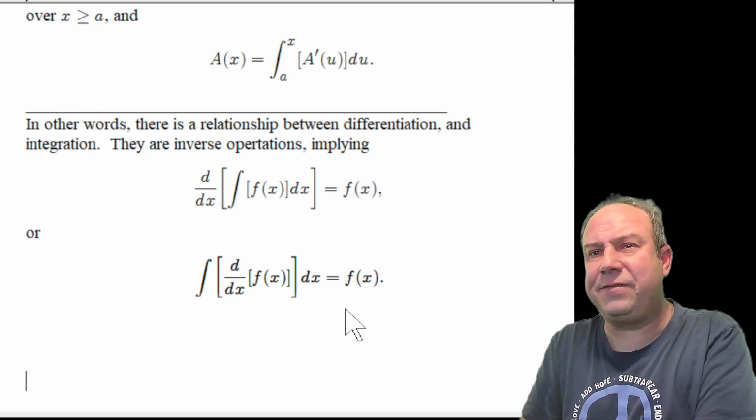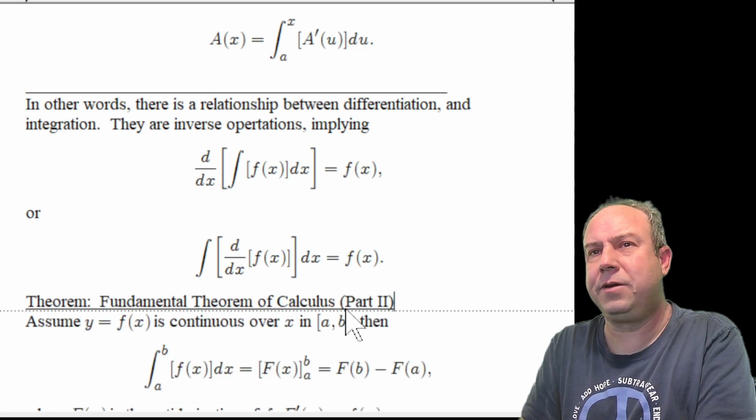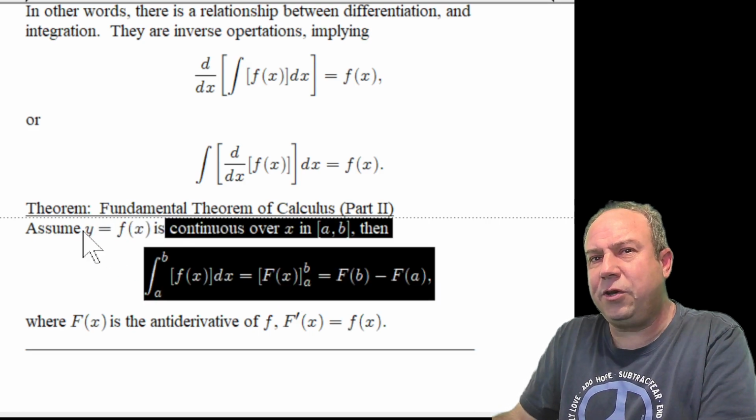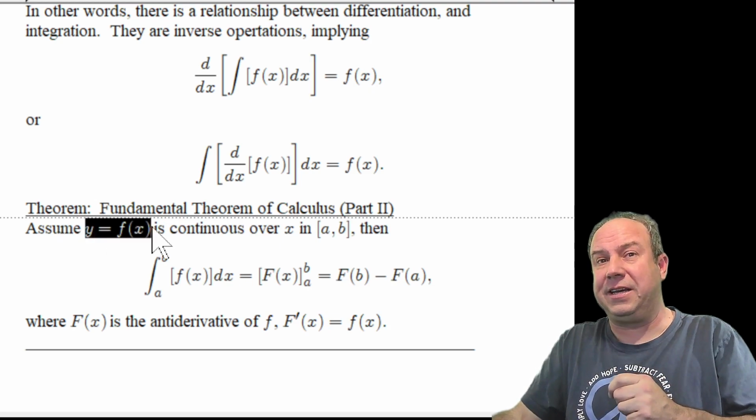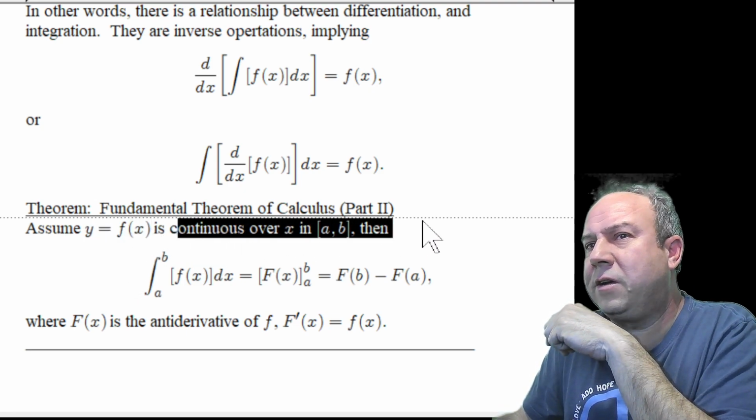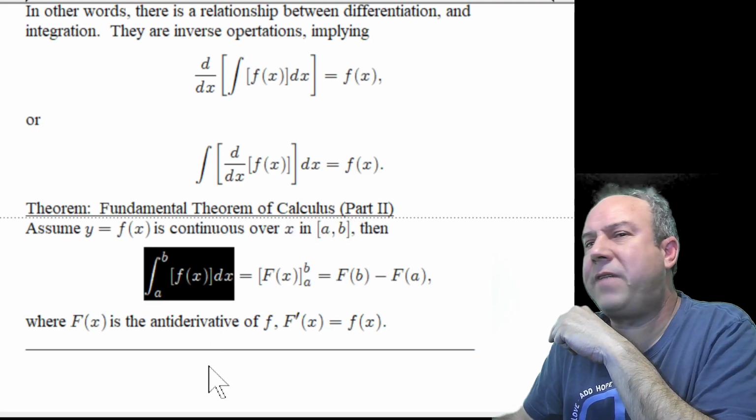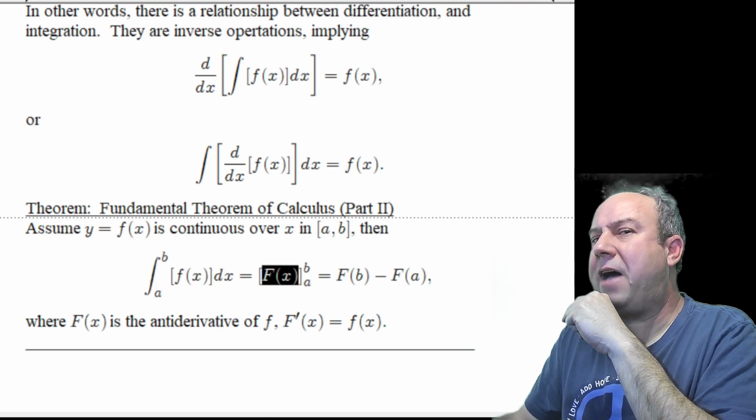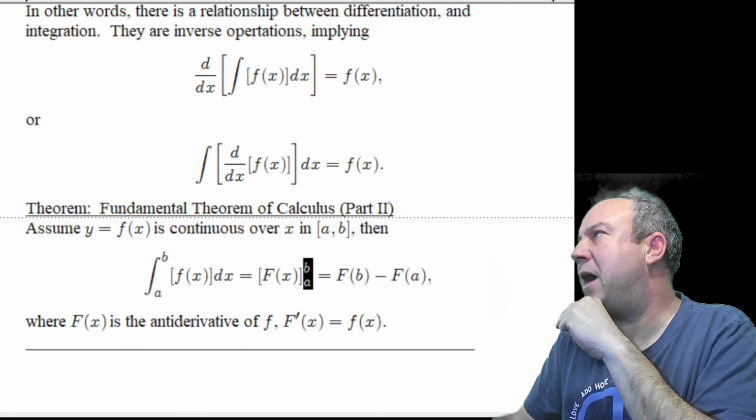The second thing it gives us is how to calculate its value. Here's part 2. It says we can calculate the value of a definite integral using its idea, right? The area function. And it says assume y equals f of x is continuous over the interval from a to b. Then the definite integral from a to b of f of x dx is going to be the antiderivative of f, that's cap F, evaluated across the bounds from a to b.